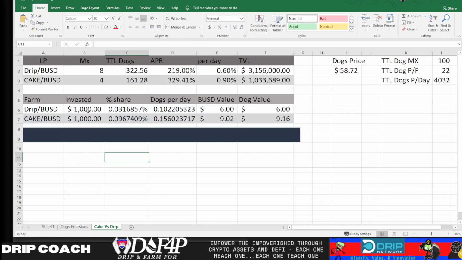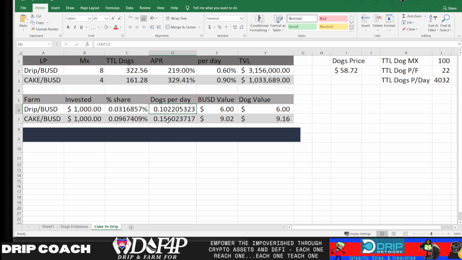So if we were to take $1,000 into drip BUSD or $1,000 in cake BUSD, that would give us 0.031% share of the drip BUSD because there's more. And that would give us almost 0.1% share of the cake BUSD because there's less, right? Simple math. Now, to get the dogs per day, all we have to do is multiply the percent of share times the total number of dogs that are being created for that pool. So I just took this times this and I get 0.1. So I would get 0.1 dogs per day for my $1,000.